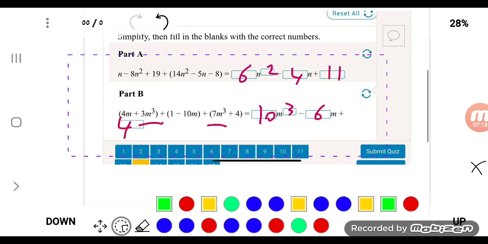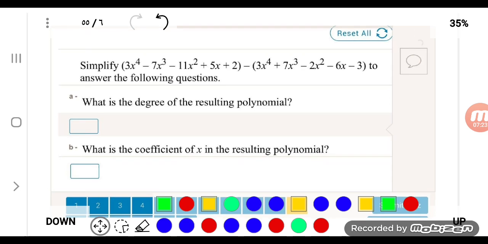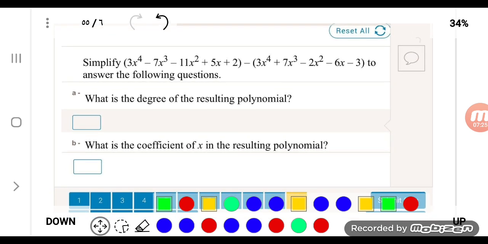Okay, let's now see another one. Here, simplify these two expressions to answer the following questions. What's the degree of the resulting polynomial? Usually the degree of the polynomial is the highest degree. So let's simplify it first and see what's the highest degree. Here if you simplify, you have to distribute the minus to the bracket as a whole. Okay, so don't forget to distribute minus into the bracket.